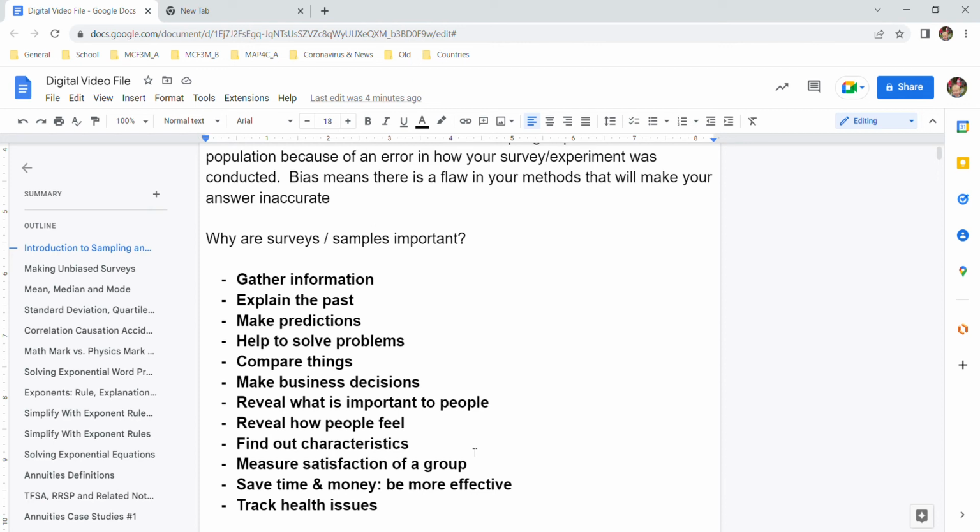Surveys can also tell you characteristics. They can tell you the makeup, everything from age and income to very, very specific characteristics of the population. You can also use surveys to figure out how much a group is satisfied with a product or a service. And surveys allow you to save time and money, because if you can solve some of these problems or make predictions, then you can be more effective and more efficient. And lastly, surveys are particularly used in health and medical fields to help track health issues and make health decisions. So that's an introduction to sampling and surveys.